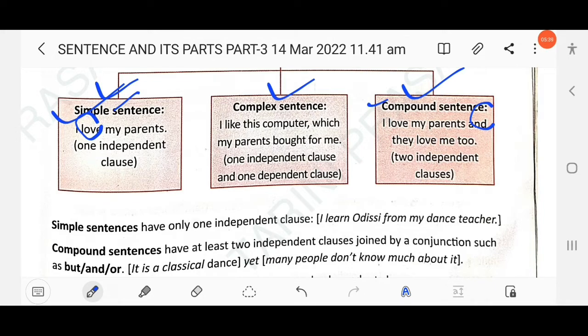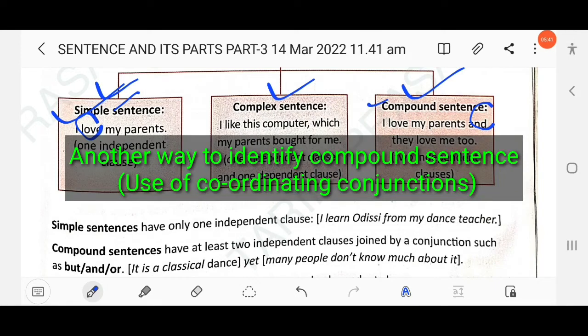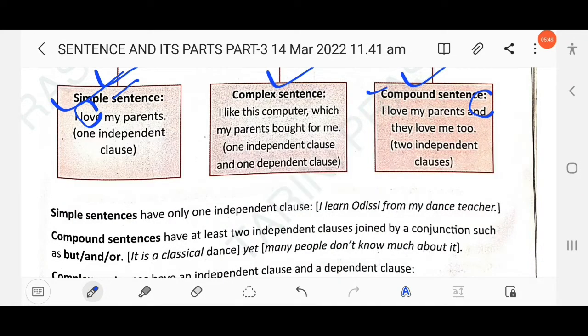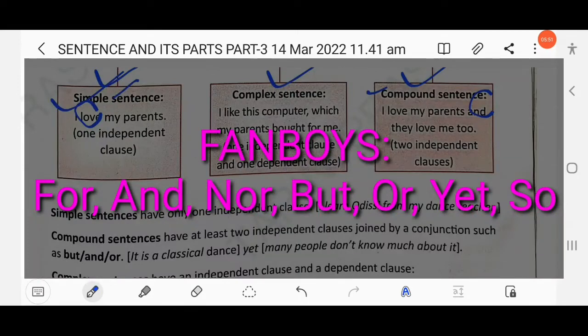And another way to identify the compound sentence is the use of a coordinating conjunction. So FANBOYS. Just look at the screen. These are coordinating conjunctions. FANBOYS: F stands for for, A stands for and, N stands for nor, B stands for but, O stands for or, Y stands for yet, S stands for so.